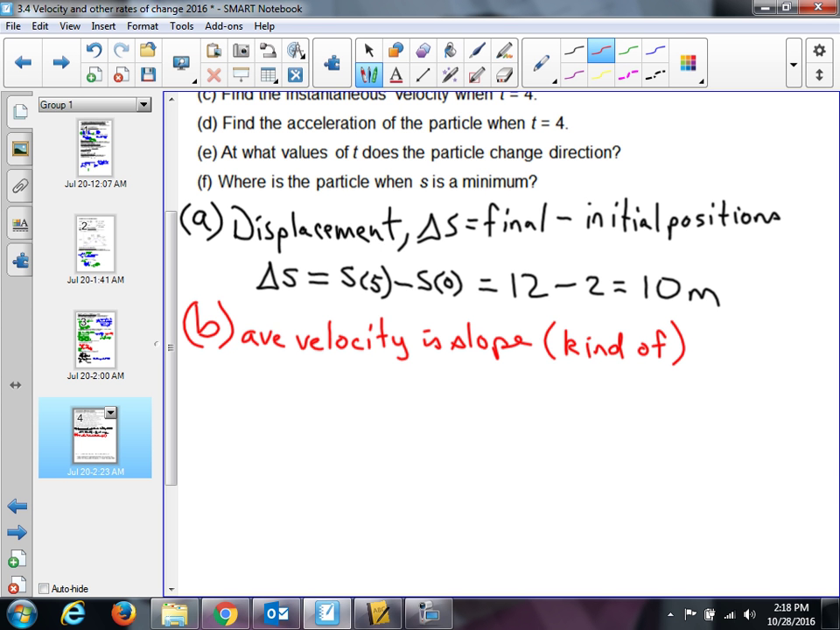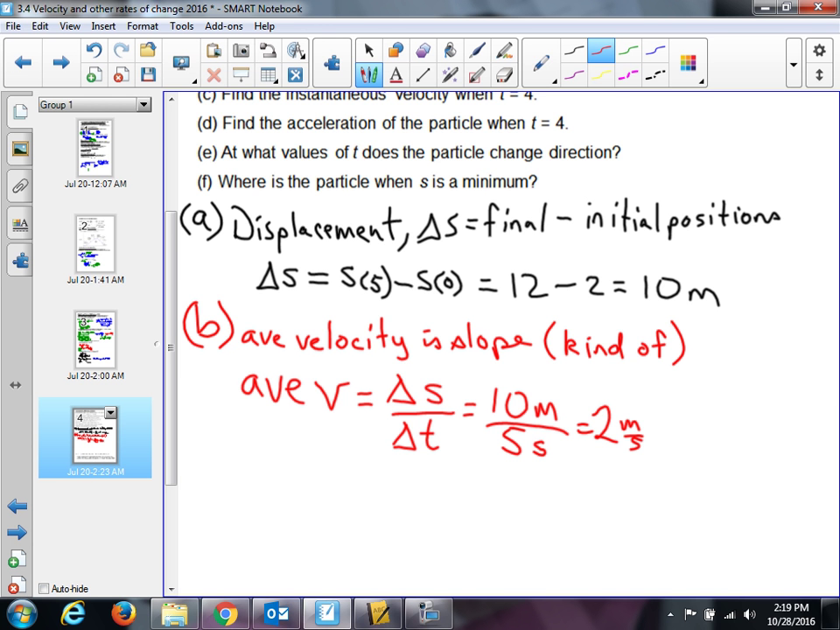So in this case, because it's actually a curve, it's the slope of a secant line, or between 2 points to be better. But we're going to just say average velocity is equal to, in this case, the change in position over the change in time. Guess what? We have the change in position, 10 meters, positive direction, 5 minus 0 seconds. 2 meters per second. Okay. That's average, not instantaneous.